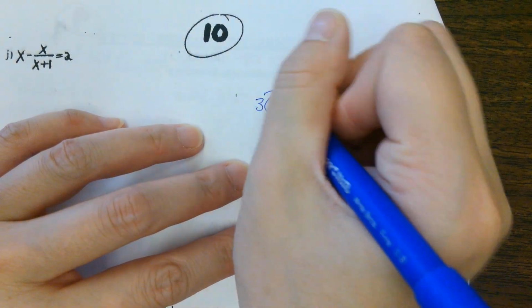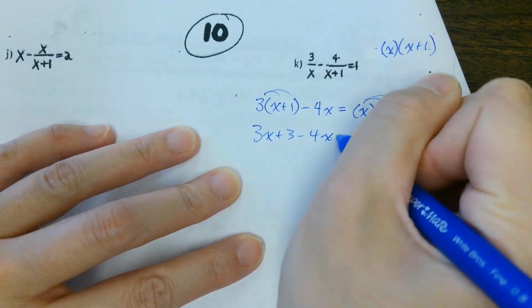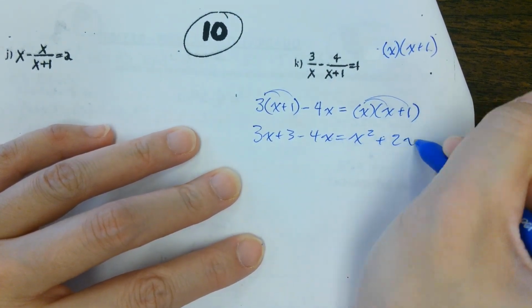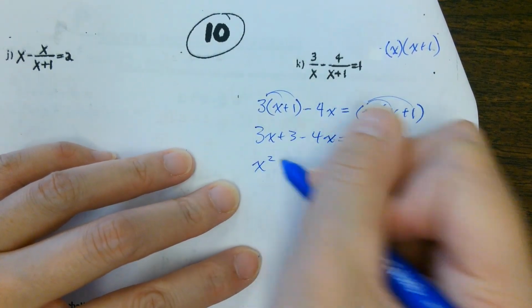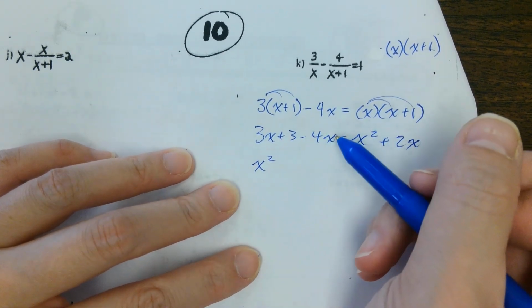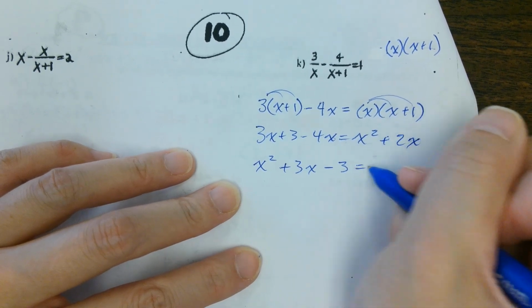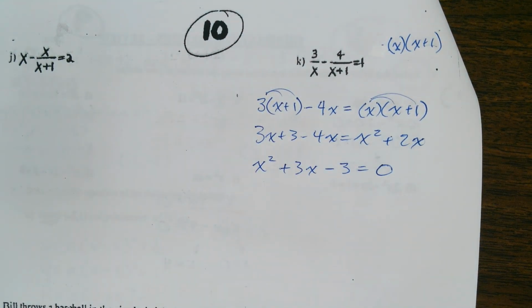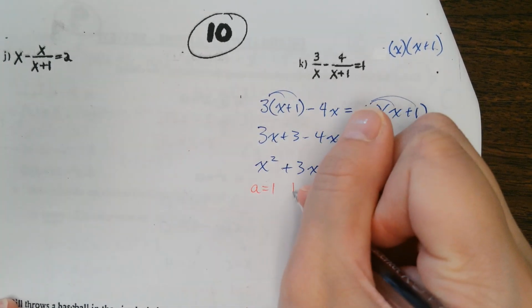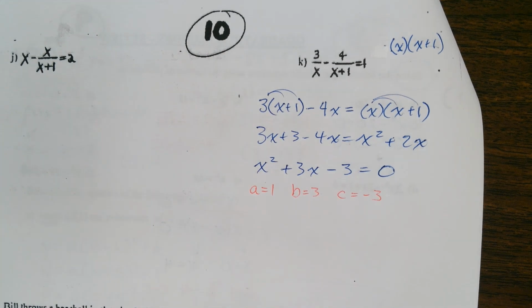Okay, so I could simplify this. So 3x plus 3 minus 4x equals x squared plus 2x. Move everything to one side. So let's move everything to this side since I have the x squared here. So -1, so x squared plus 3x minus 3 equals 0. Okay. And then from here, I would do the quadratic formula. So a equals 1, b equals 3, c equals -3, and then sub it into the quadratic formula.